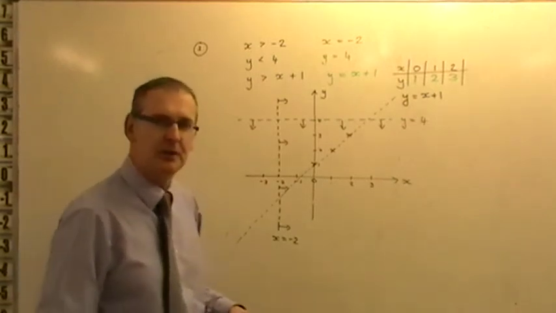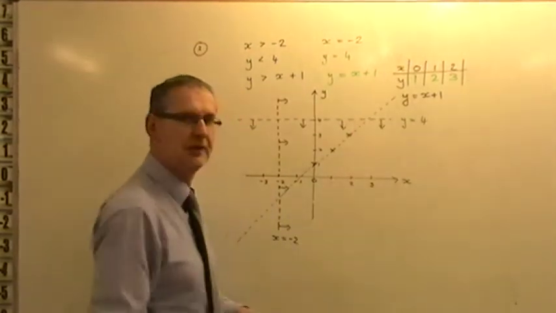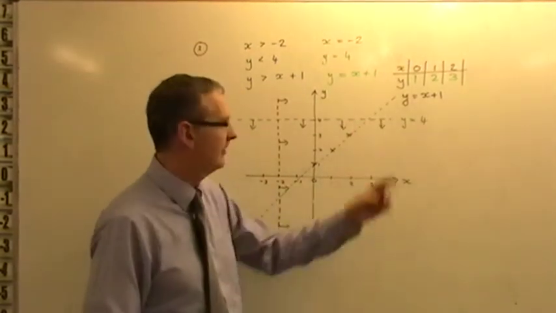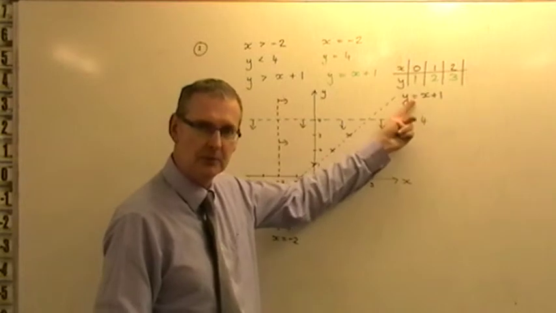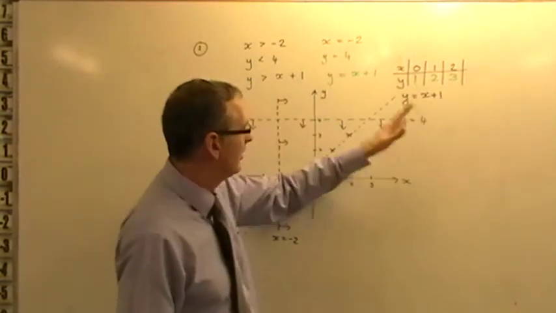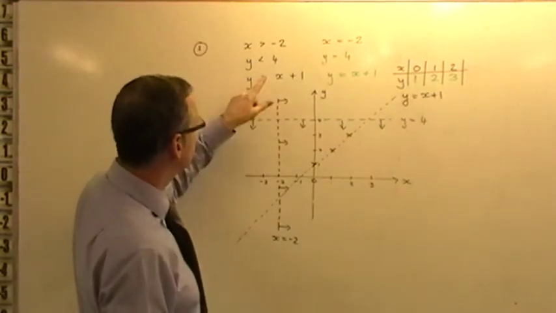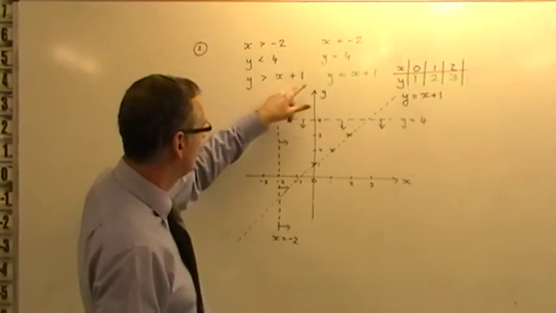Now what you need to do is realise that everywhere on that dotted line, the coordinates will obey their y value being equal to the x value plus 1. But I don't want to show that. I want to show all the places where the y coordinate is bigger than the x coordinate plus 1.